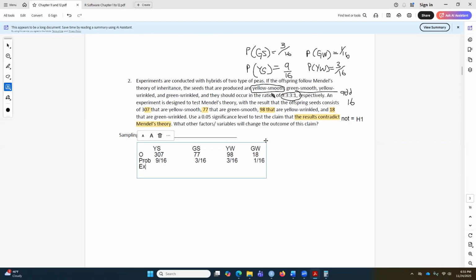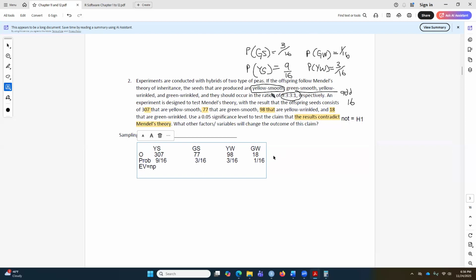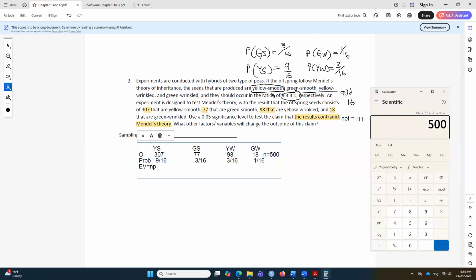So the next thing you need to do is find what we call the expected value. A short form would be EV. Now again, in order for you to find EV, the formula is N times P. You need to figure out what N is first. For us to figure out N, you have to add all the observed frequencies, the O. So if you take out your calculator and add 307, 77, 98, and 18, you find out that your N in this case is 500. So you just need to add all these numbers up.